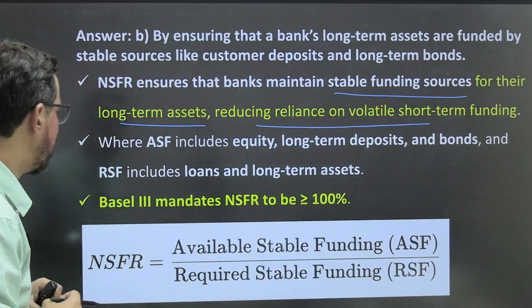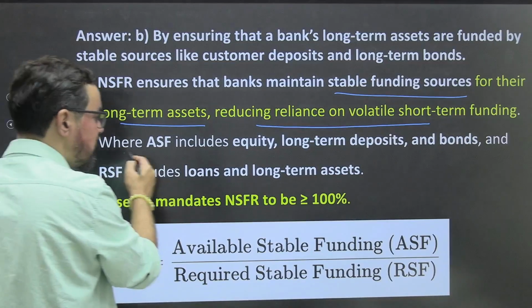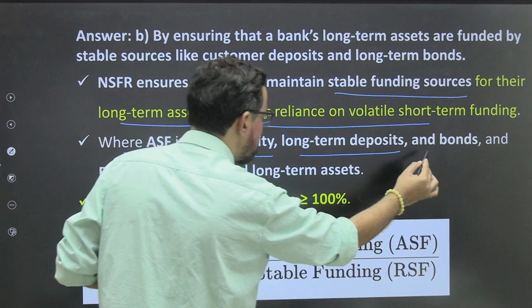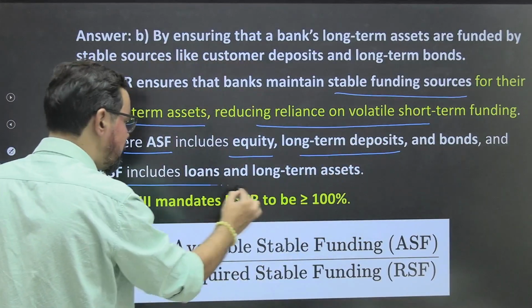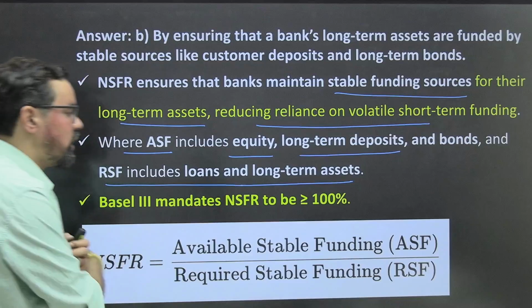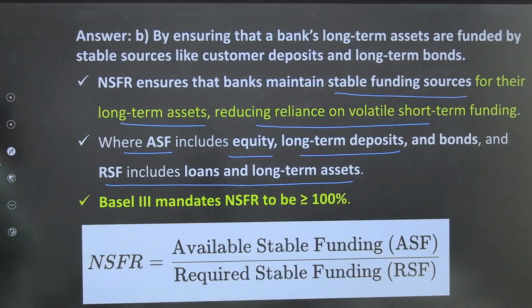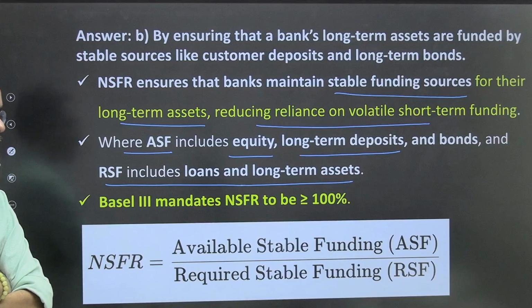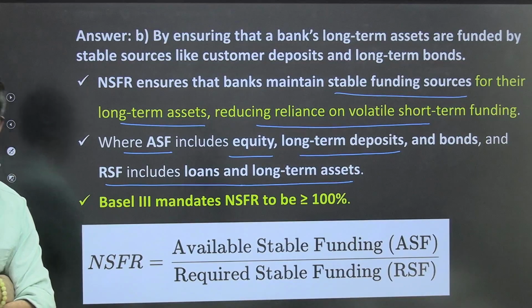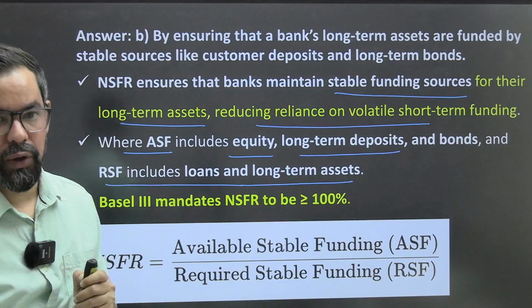volatile short-term funding. So ASF includes equity, long-term deposits, and bonds, and RSF is the required stable funding for long loans and long-term assets. It should be maintained at greater than 100%, and it is available stable funding divided by required stable funding. That is the basic formula which we generally use to calculate your NSFR.